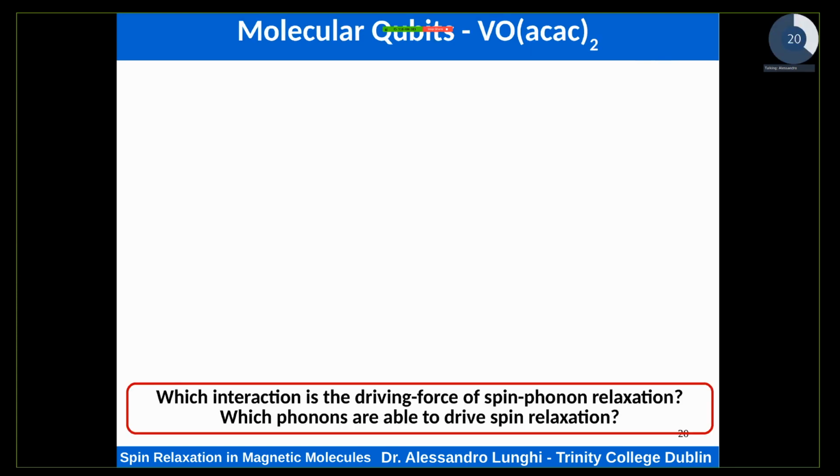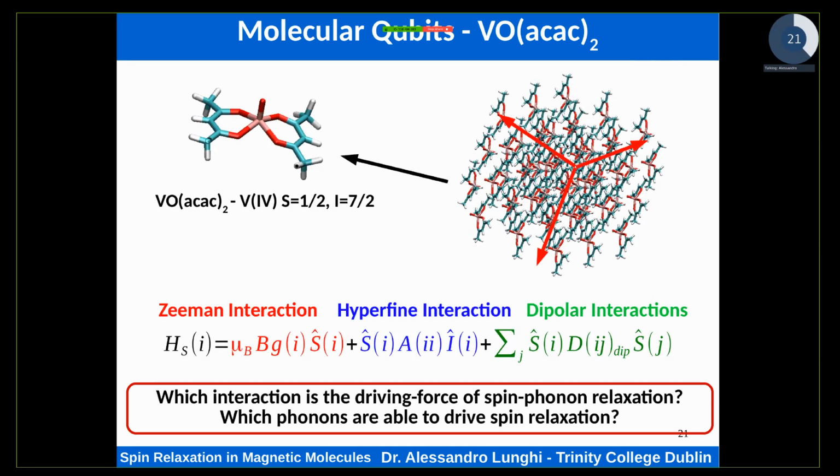Okay, there are two fundamental questions that we would like to answer in doing this numerical study. The first one is, what is the driving force for spin relaxation? And the second one, we would like to see which are the phonons that actually drive spin relaxation. The guinea pig for the study was this vanadium 4+ compound here. So we have one unpaired electron spin that is sitting here on the vanadium atom.